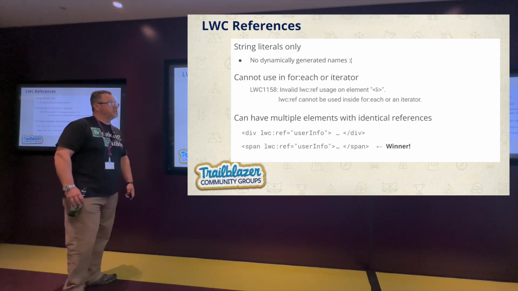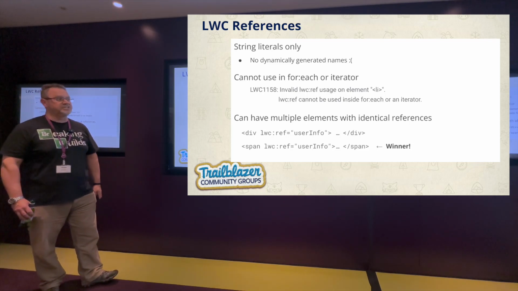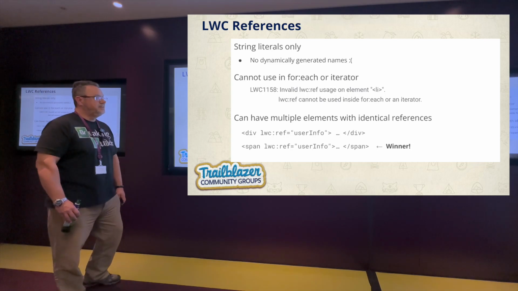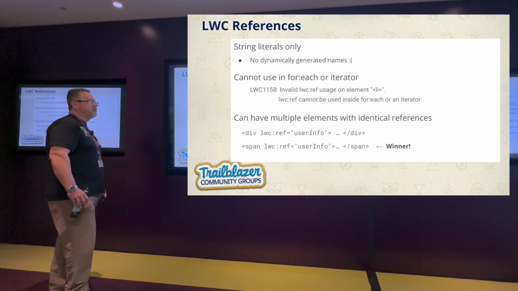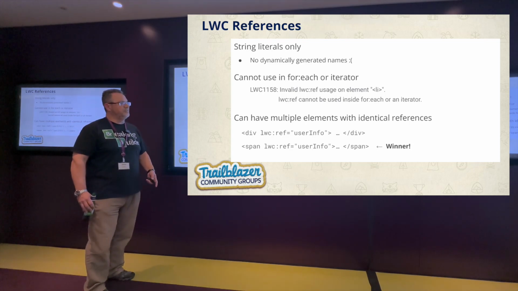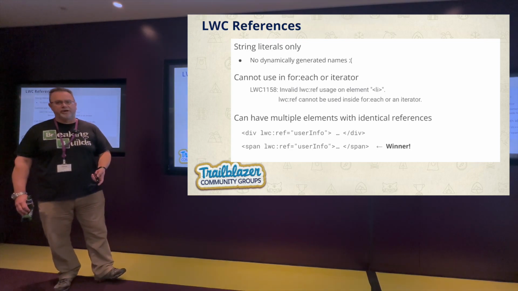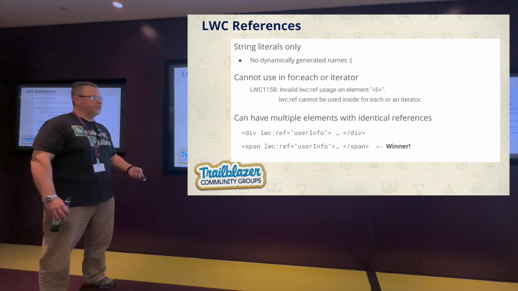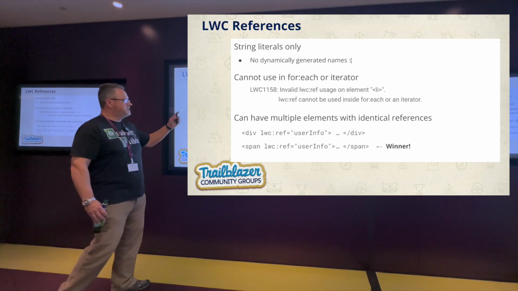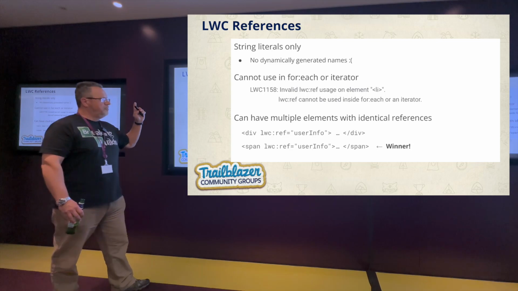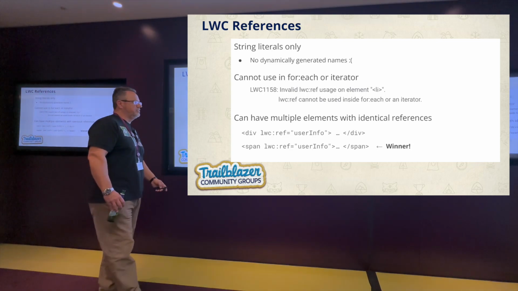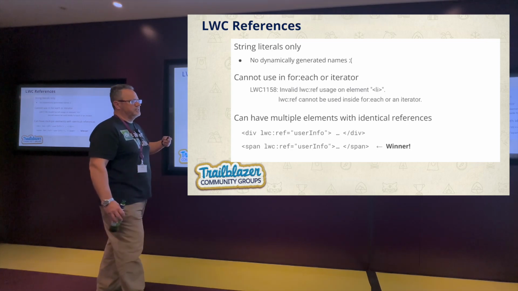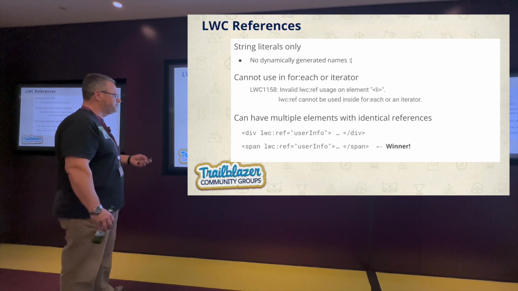Sadly, string literals only, so you can't dynamically generate names, so you can't use it in an iterator. Not only does it not work in a for:each or an iterator, if you try it, for once, I think Salesforce have got this right, it won't actually save or deploy. Before, you used to be able to deploy it and then it wouldn't work. It's much nicer that it tells you immediately you can't do this. I'm very hopeful that this is coming because in Vue.js you can do this. I suspect, really hope, this is just the first iteration that we're seeing.